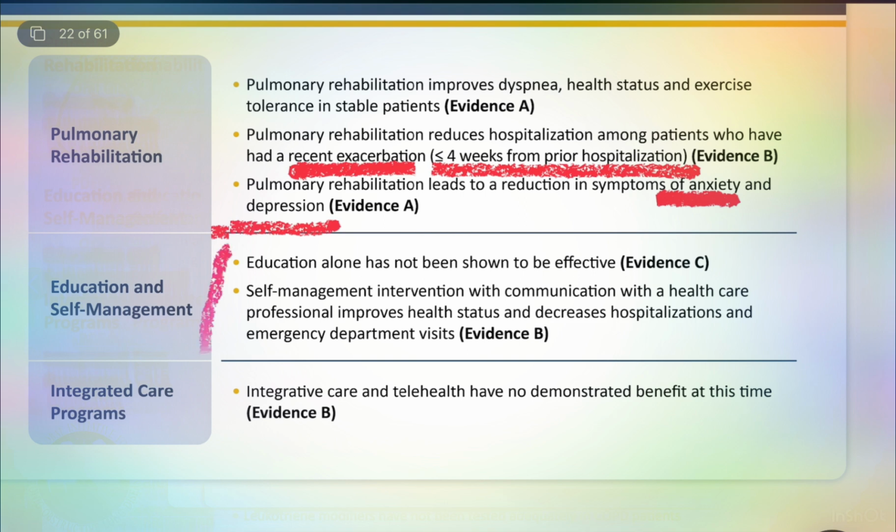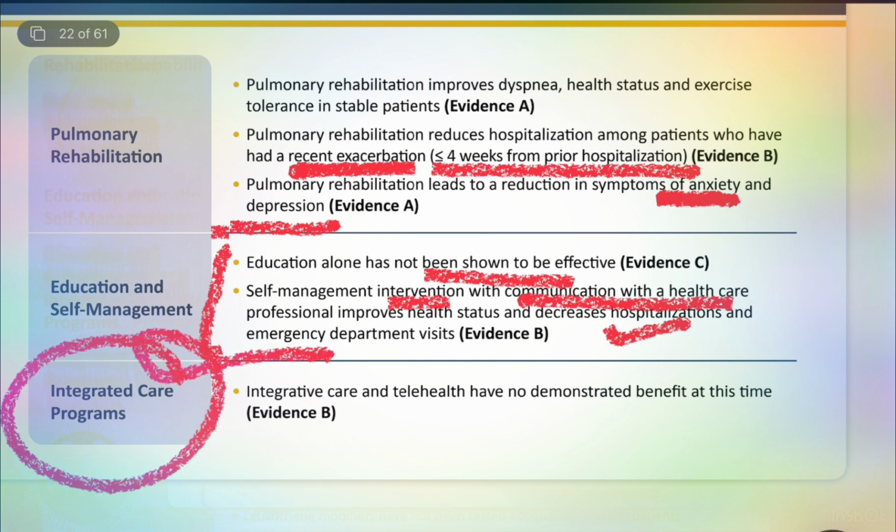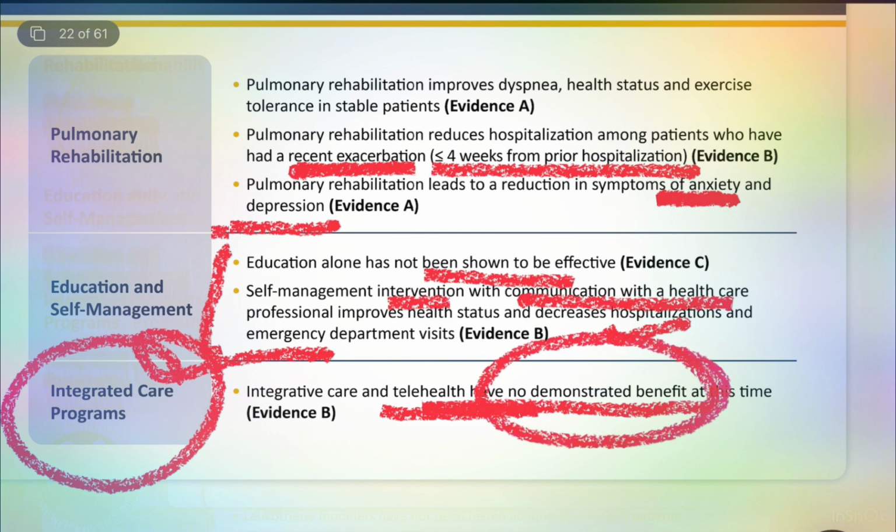What about education and self-management? They are telling that education alone has not been shown to be effective. Self-management intervention with communication with a healthcare professional improves health status and decreases hospitalization and emergency department visits. What about integrated care programs? They are telling integrated care and telehealth have no demonstrated benefit at this time.